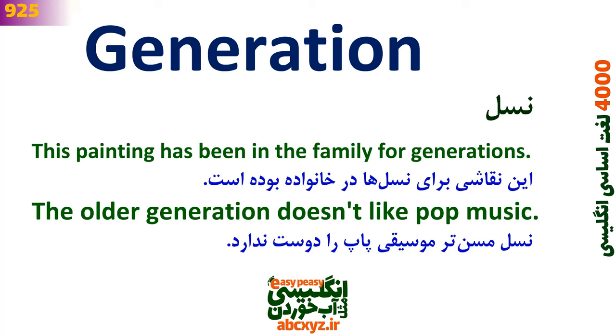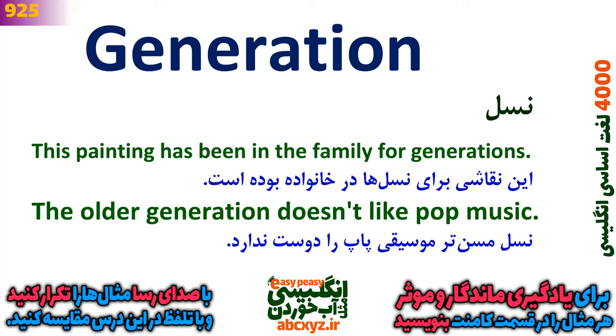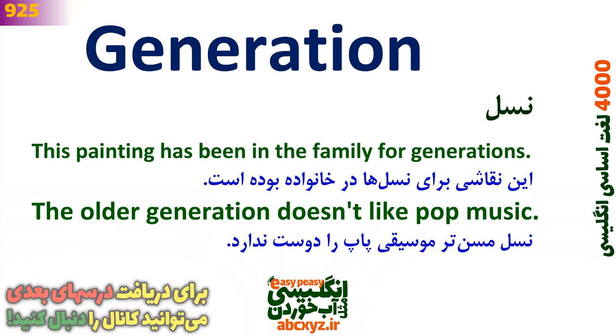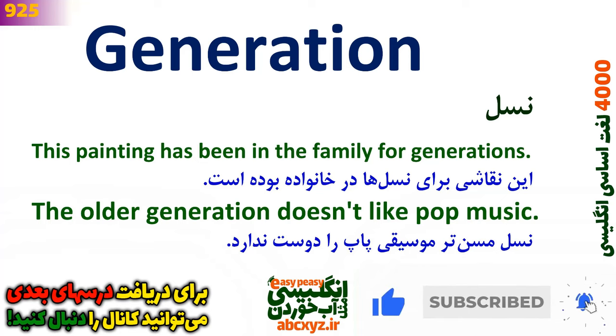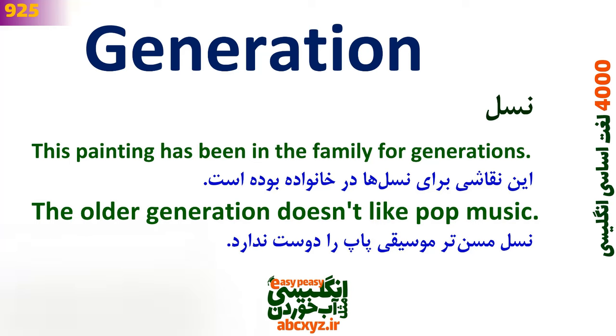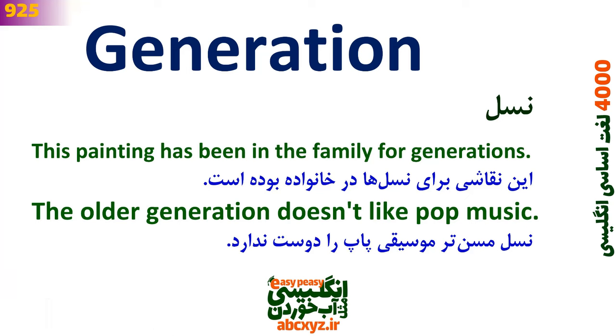The older generation doesn't like pop music. The older generation. Older یعنی مسنتر یا سن بالاتر. Generation نسل. The older generation. نسل بالاتر یا نسل مسنتر doesn't like. دوست نداره. چرا does not اومده؟ چون the older generation فاعل در نقش سوم شخص و اشاره میکنه به یک نسل که حالت سوم شخص رو داره. پس doesn't like یعنی دوست نداره. Pop music. موسیقی پاپ رو.